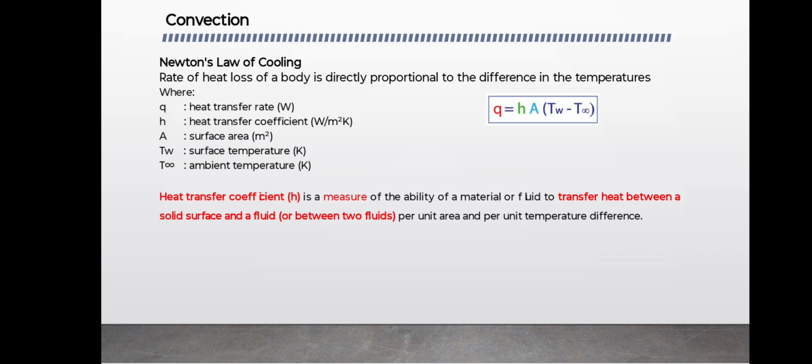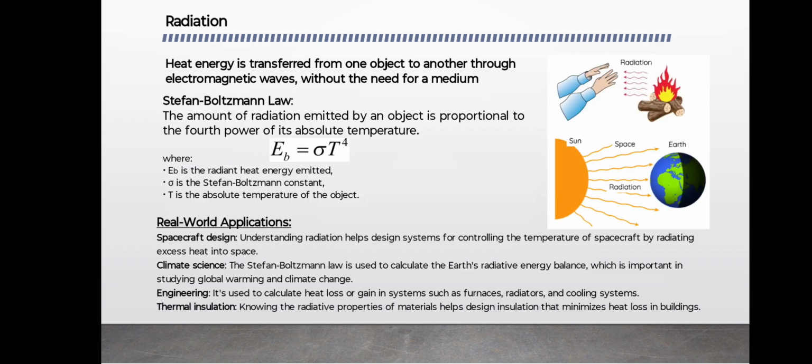Here the new term is called heat transfer coefficient. It is a measure of the ability of the material or fluid to transfer heat between a solid surface and fluid surface per unit time and per unit area. So this is Newton's law of convection. It is the main law which is placed behind the convection type of heat transfer. Next we will move to the radiation type of heat transfer.